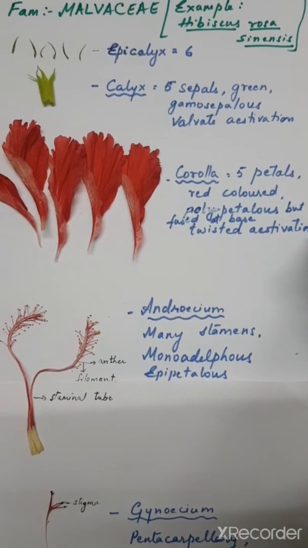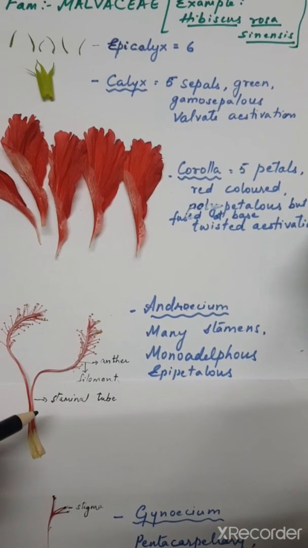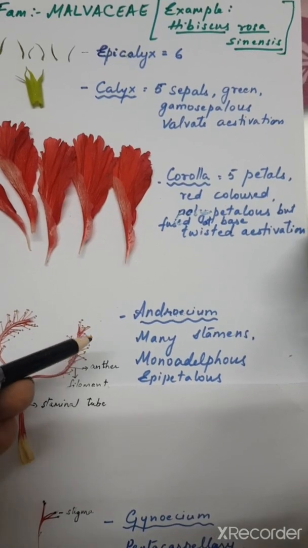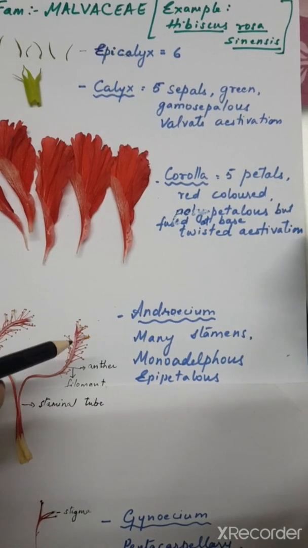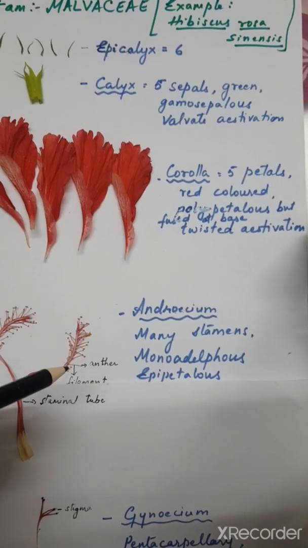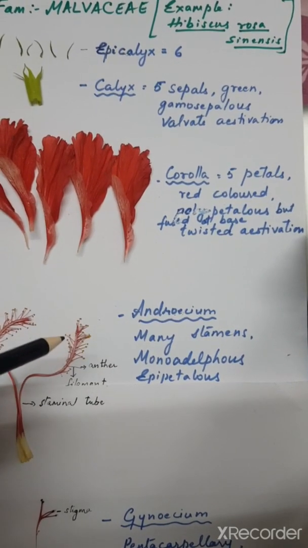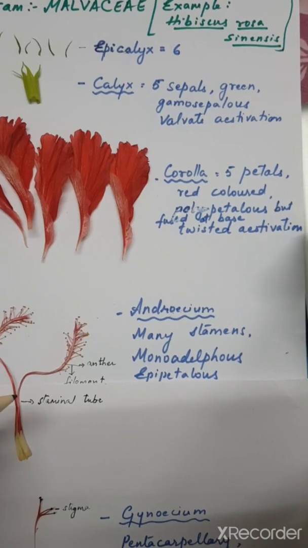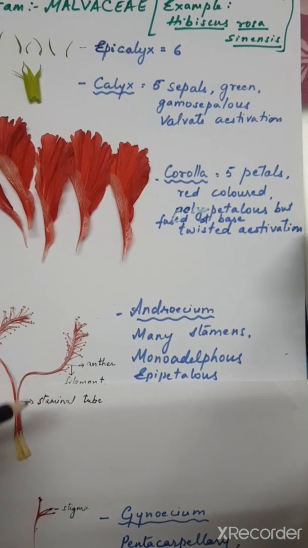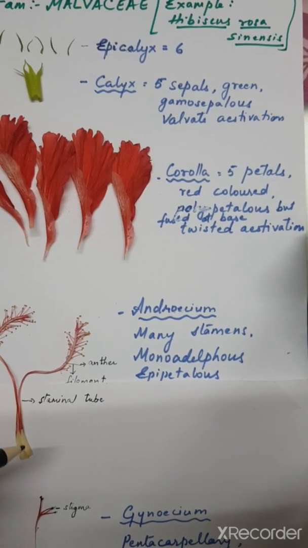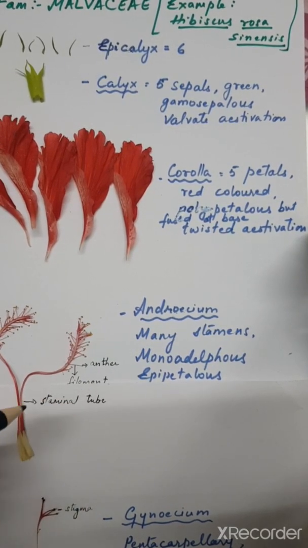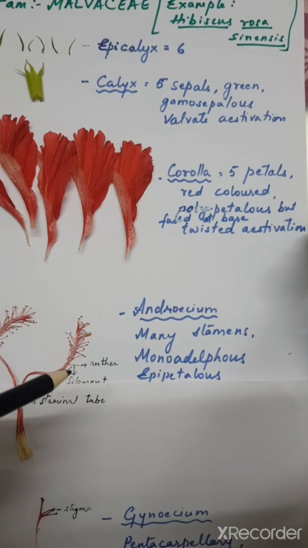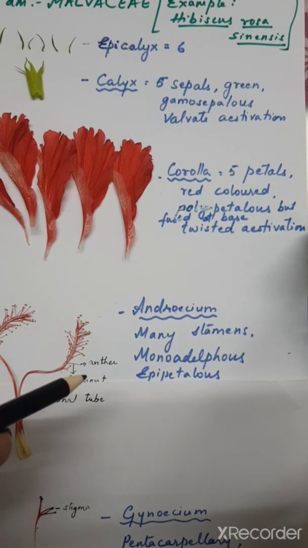Then coming to the androecium part, androecium is in the form of a staminal tube, and there are many stamens, so we can write it as numerous stamens also, and they are all forming one bunch. We saw it in the flower, so it's monoadelphous, and at the base here it was attached to the petals, so the condition is called epipetalous. And you can also label the parts as a staminal tube, this is a filament, and at the tip you have the anther.